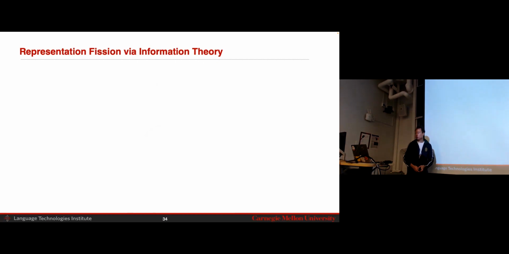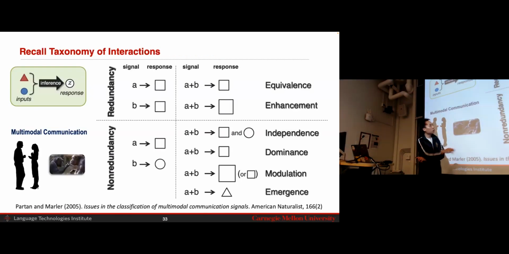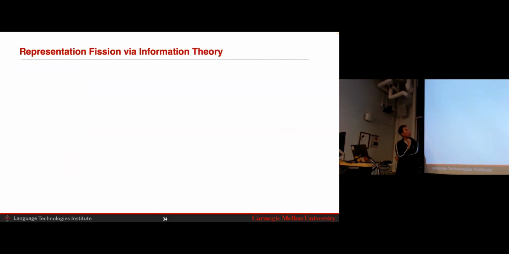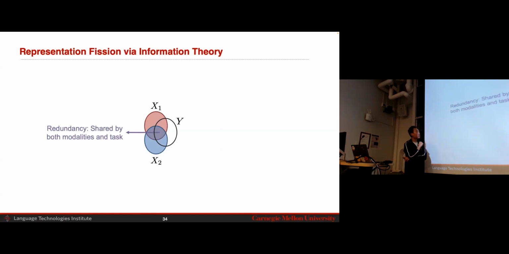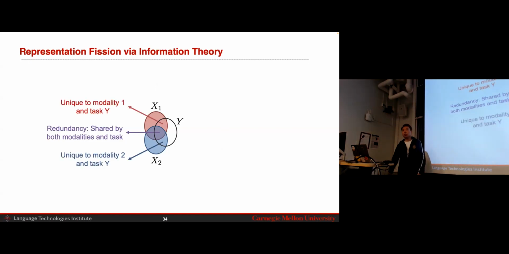Okay? So again, we can look at fission through information theory. I'm not going to cover all of this. It's still work in progress, with lots of open questions, but we're going to look at a very simple setting of how we learn fission using information theory. So I'm going to assume there are four things we want to learn. Redundant information is the one that is shared by both modalities and the task. So for example, if I laugh and I say something funny, both indicate happiness. Then unique in modality 1 for the task and unique in modality 2 for the task.